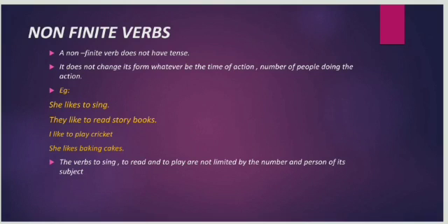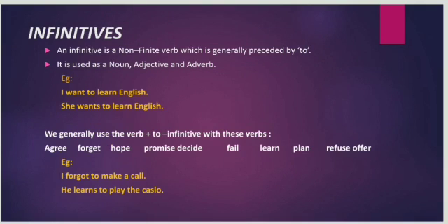Now non-finite, as I already told you, are of three types: infinitives, gerund and participle. Now infinitives. An infinitive is a non-finite verb which is generally preceded by to. To read, to sing, to play, to eat, to dance, these type. It is used as a noun, it is also used as an adjective, and it is also used as an adverb.